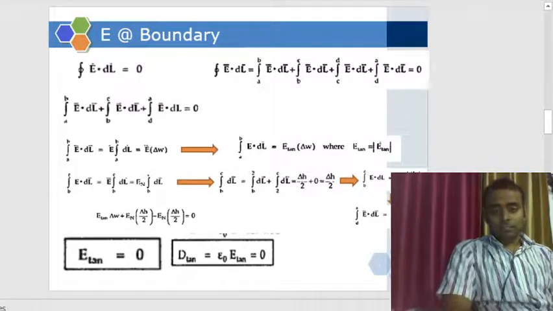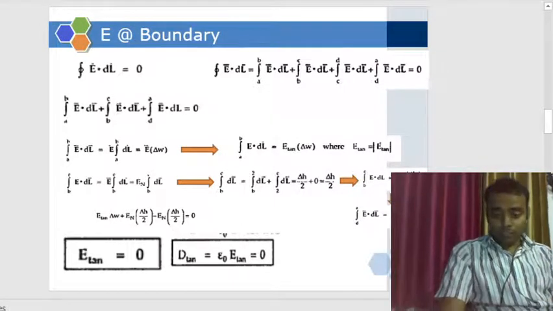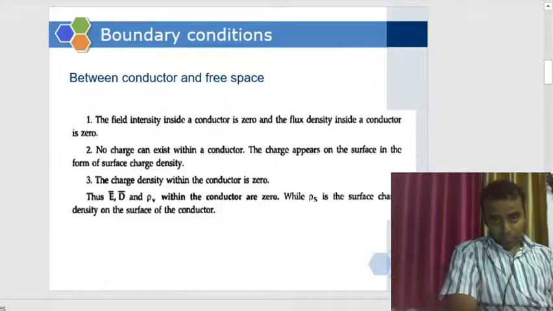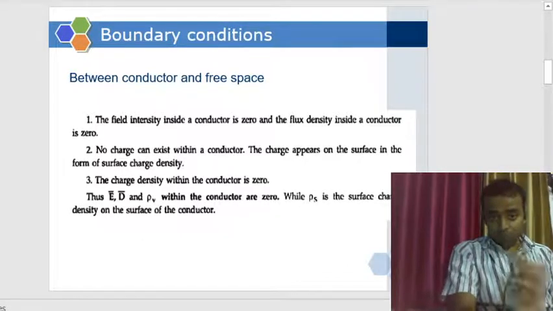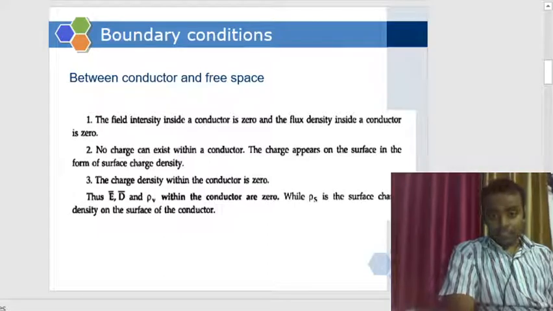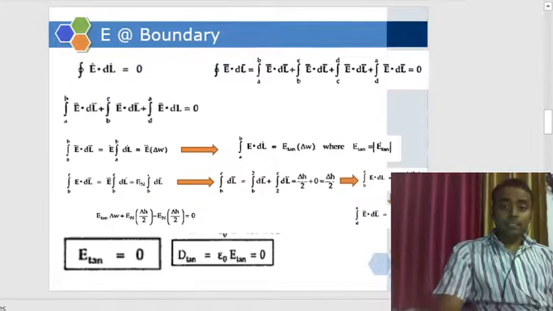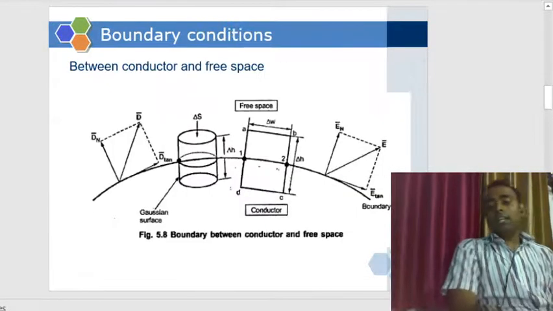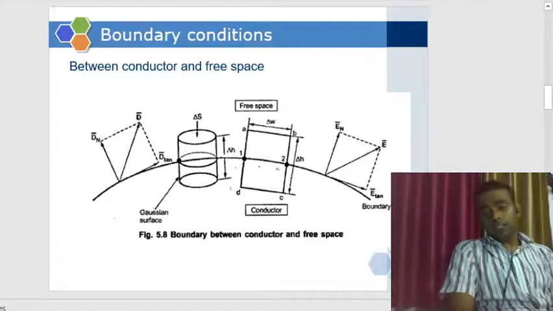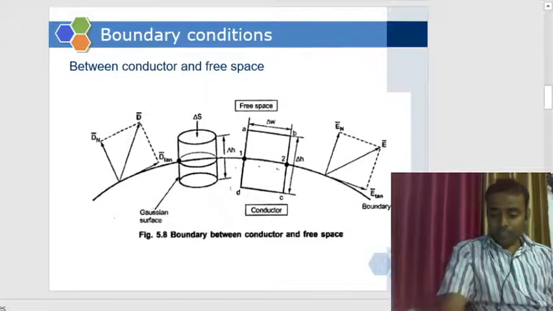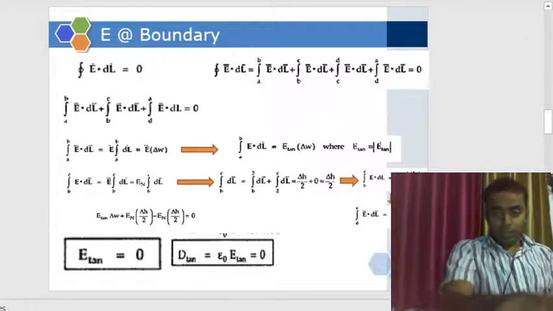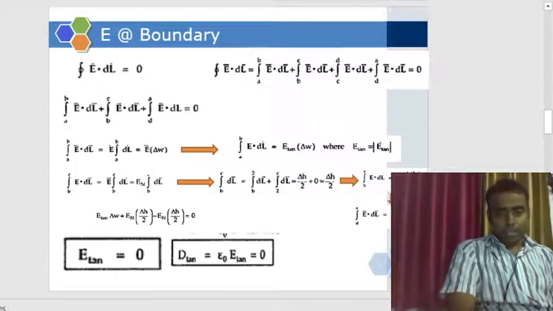Because, you remember that point? The first point: the field intensity inside a conductor is 0. Inside a conductor, no electric field intensity. That's why E is 0. So that's why this integral becomes 0. We'll be having only three terms: A to B, B to C and D to A.